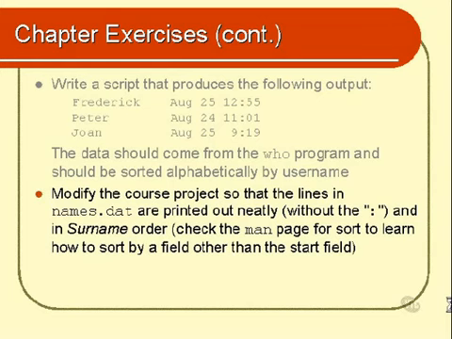So you're probably going to need to use awk to do that. And if you want to do that sorting thing using the filter called sort, you might like to check the manual page for sort to learn how to sort by a field other than the start field. In other words, in our names.dat we've got the first name first and then the surname second, and we actually want to sort on the surname, so we have to sort by the second field in the file.